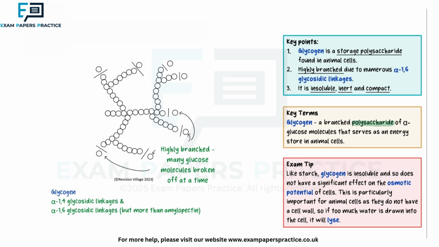Glycogen is a polysaccharide made up of alpha-glucose molecules again. It is highly branched due to the numerous alpha-1,6 glycosidic linkages. It is the major storage carbohydrate of animals and is ideal for this role, as it is insoluble, inert and compact. It needs to be more highly branched than amylopectin, as animals are more metabolically active, so need glucose to be released more rapidly when it is required. The more branches there are, the more ends there are for the enzymes to hydrolyse the glycogen.